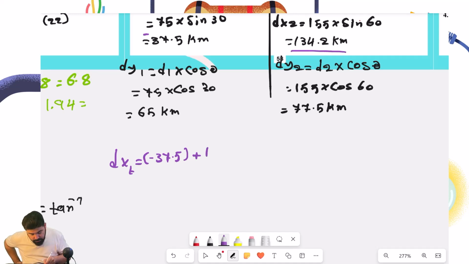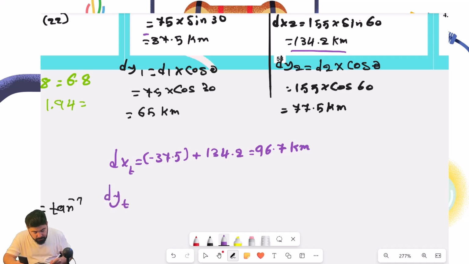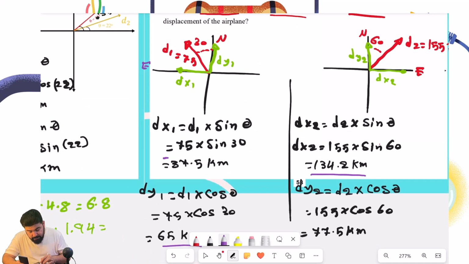Plus my dx2, which is equal to 134.2. Let's calculate this: negative 37.5 plus 134.2. We have 96.7 kilometers. That is my dx total. So dy total is equal to 65. Let's take a look at the direction. It's up, so it's positive.